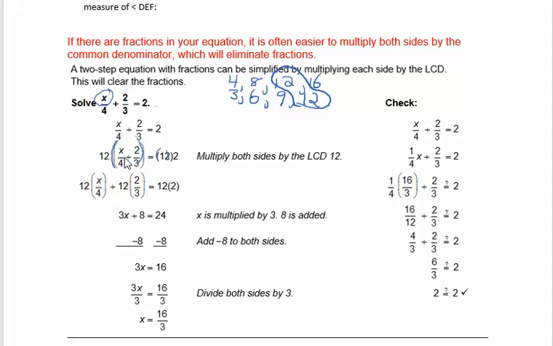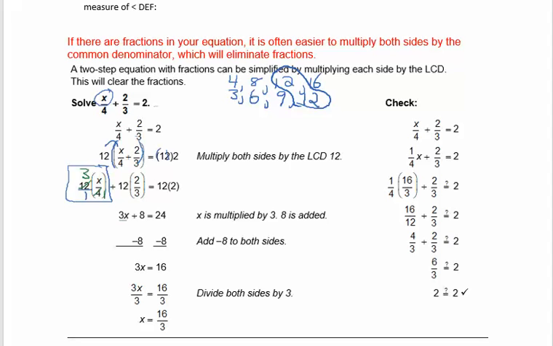And we do that because then look what we have. We use the distributive property. We have 12 times x over 4 plus 12 times 2/3 equals 12 times 2. Right here, this one, 12 times x over 4, I could write that as 12x divided by 4, or 12x over 4, or I could cancel. So 4 goes into 4 one time, and 4 goes into 12 3 times. Everything in the denominator canceled, and I just have 3x.